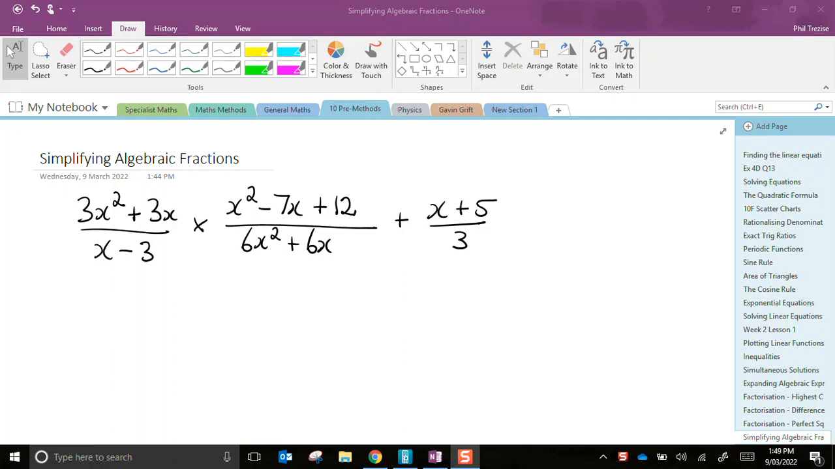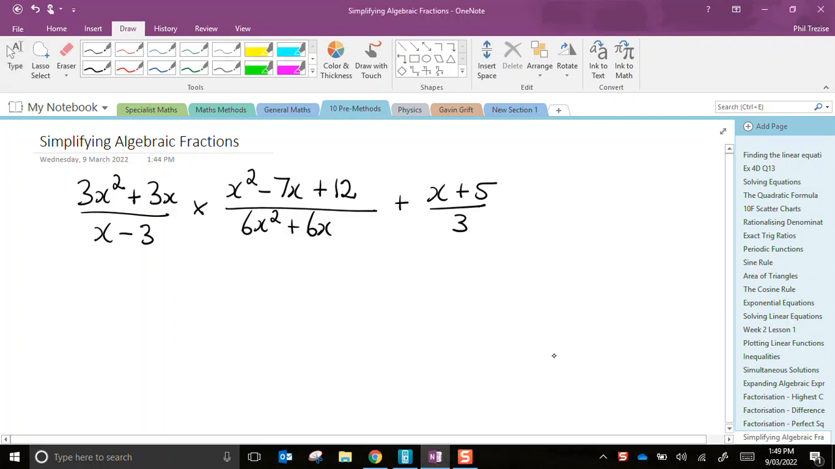Hi everyone, this lesson is about simplifying algebraic fractions, and when we're presented with something like this we have to remember our basics from primary school about order of operations. We do multiplications and divisions before we do additions and subtractions, and we have to remember things like when we add fractions we have to have common denominators, all those fundamentals.